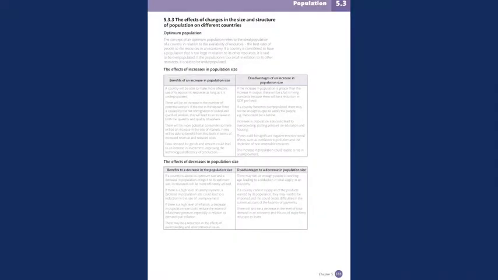Optimum population is also covered on page 183 of the exam success book, where the benefits and disadvantages of a change in the size of population of a country, both increases and decreases in size, are considered.